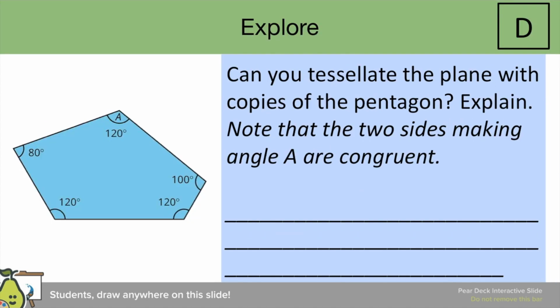The explorer asked students, can you tessellate the plane with copies of the pentagon? Explain. Note that the 2 sides making angle A are congruent. So students should realize that they can tessellate with this particular pentagon because they can make a hexagon from 3 of these pentagons and then tessellate the plane with those hexagons.